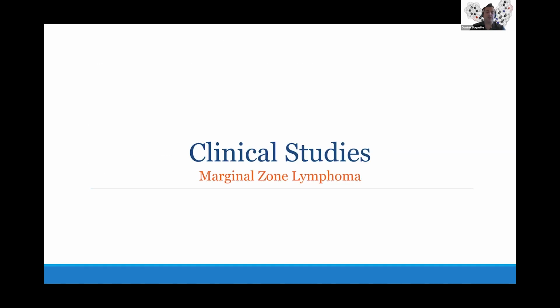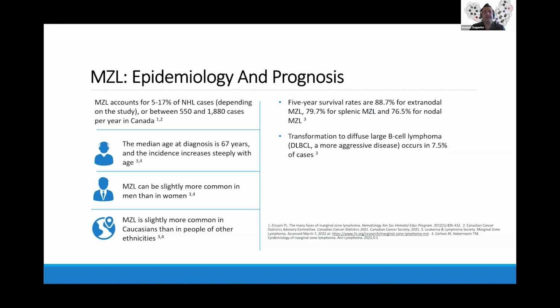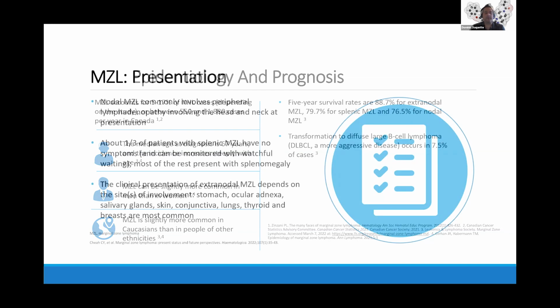Okay, so what about marginal zone lymphomas? Again, not a very frequent disease. So MZL has a median age at diagnosis of 67 years old. Again, more common in men than women. So their 5-year survival rates depend on whether it's an extranodal disease or a nodal MZL. And the disease can transform to a more aggressive disease, diffuse large B-cell lymphoma, in 7.5% of cases.